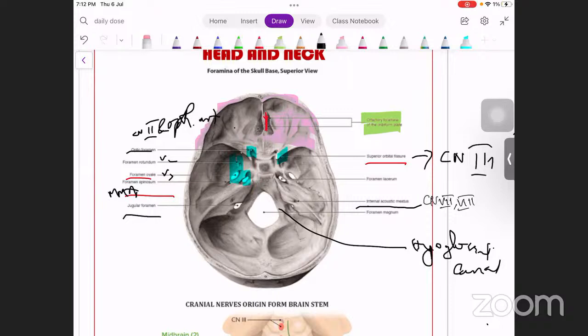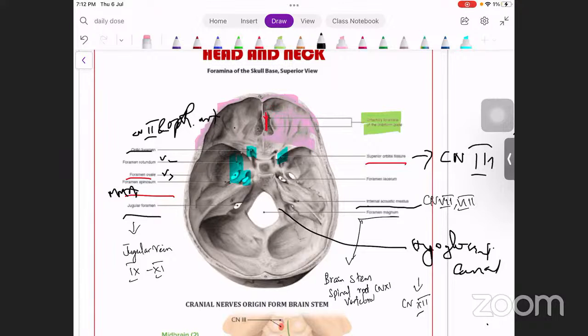After the internal acoustic meatus, you have the jugular foramen, where you see the jugular vein and cranial nerves 9 to 11. Cranial nerves 9, 10 and 11 pass through the jugular foramen. Then you have the hypoglossal canal, where you see cranial nerve 12. And then you have the foramen magnum, where you see the brainstem, the spinal root of cranial nerve 11, and the vertebral arteries.